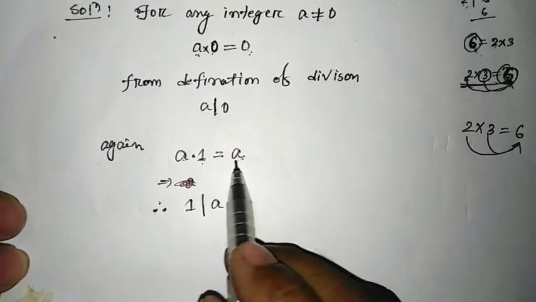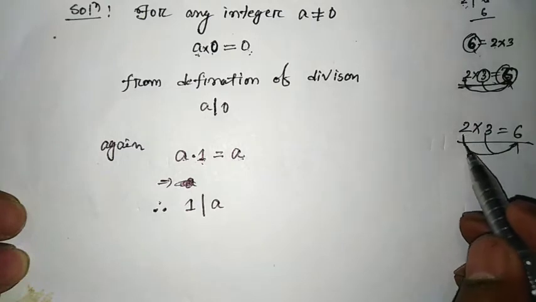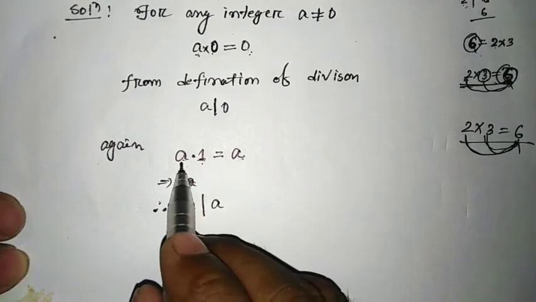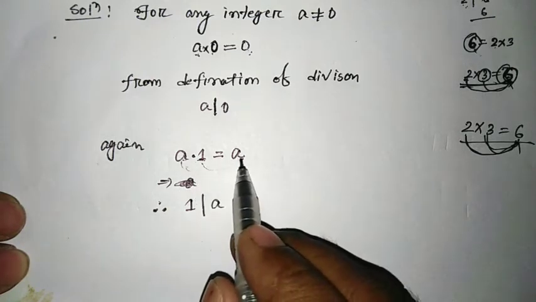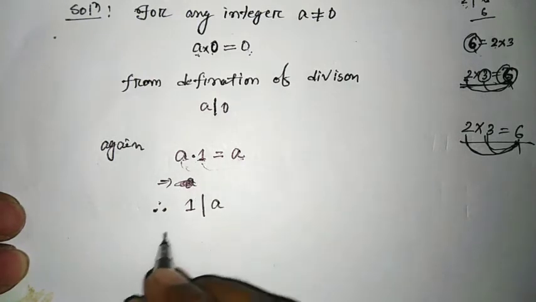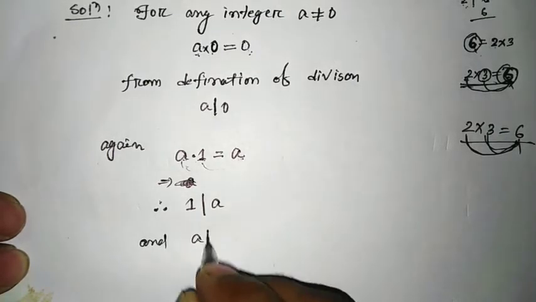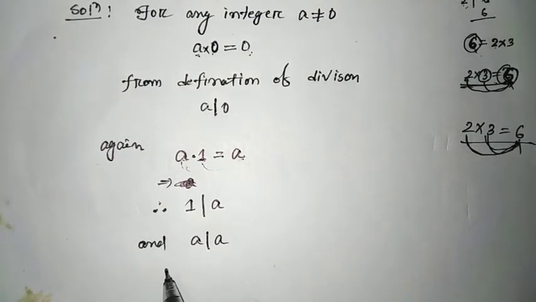So if 1 divides a, then in this case, if we say 2 divides 6, it is also correct. 3 divides 6, it is also correct. So for this thing, a divides a is also correct. 1 divides a is also correct. That means 1 divides a is correct and a divides a, for the same reason. So the first one is proved.